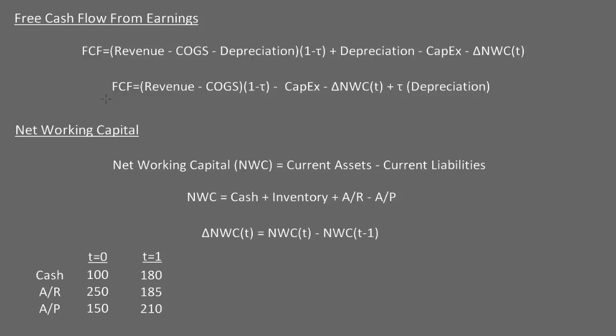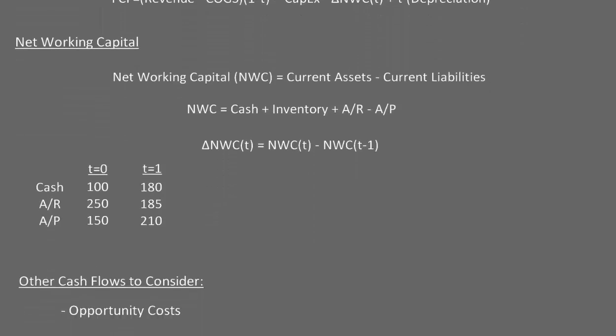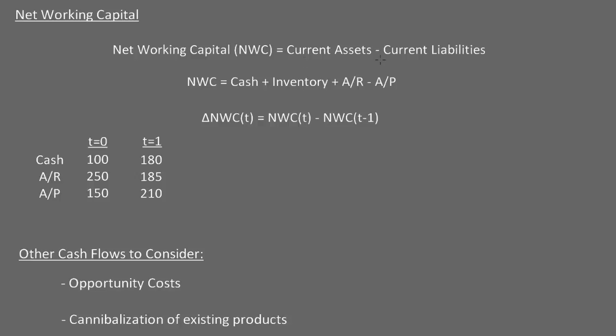Now we can rearrange these terms to make it a little easier, and it becomes revenue minus cost of goods sold after tax minus capex minus change in net working capital plus tau, or tax rate, multiplied by depreciation. Now, net working capital is simply our current assets minus current liabilities. Examples of current assets are cash, inventory, and accounts receivable. And examples of current liabilities are accounts payable or short-term loans. Now, our change in net working capital at time t is simply our net working capital at time t minus our net working capital at time t minus 1.